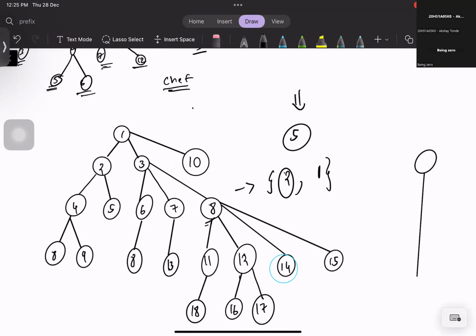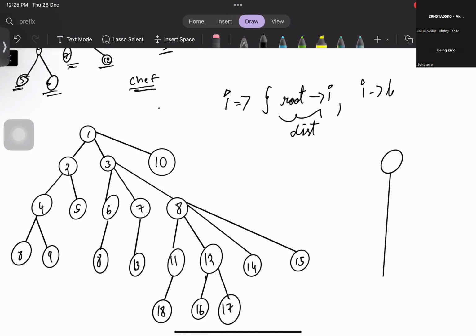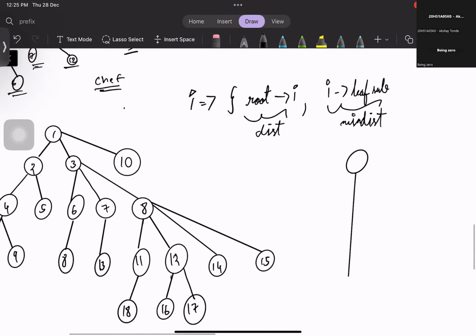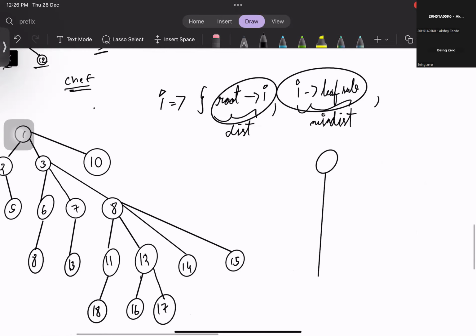Right. So for that, we just saw that for every i, we just need to calculate three things. First, the distance from root to node i. Second, the minimum distance from i to any leaf in the subtree. The first is the time taken by people and the second is the time taken by Chef. And third, how many people will actually visit the ith node, which is nothing but the number of leaves in the subtree.